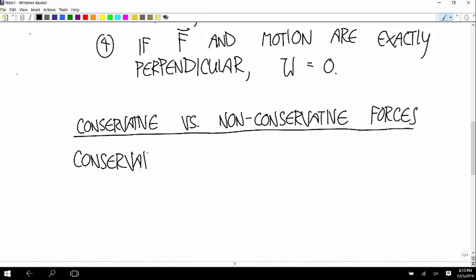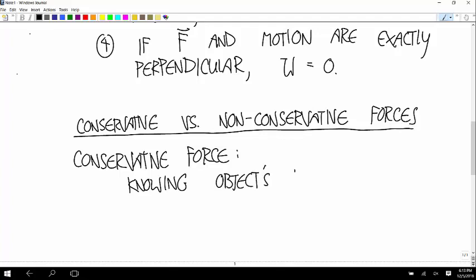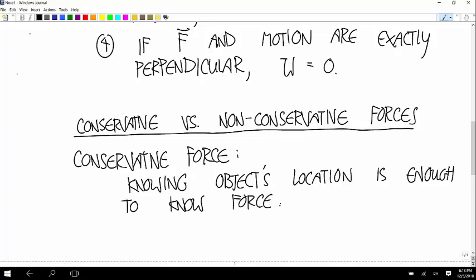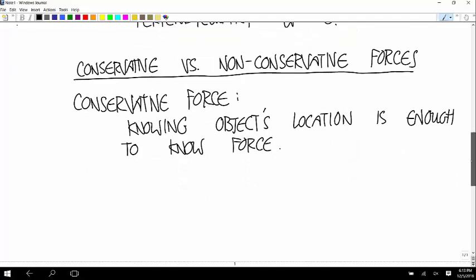So a conservative force is one where knowing the object's location is enough to know the force. We have two examples of that in this class. Anyone remember what they are?